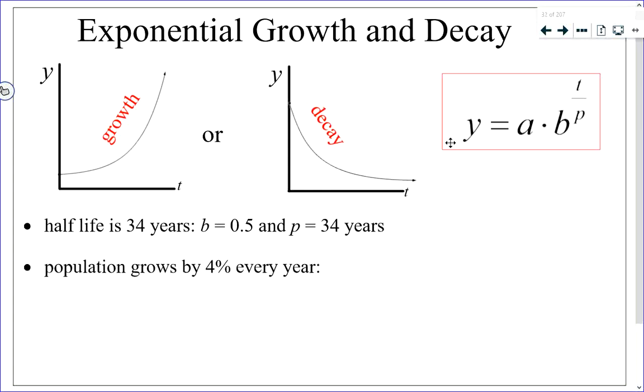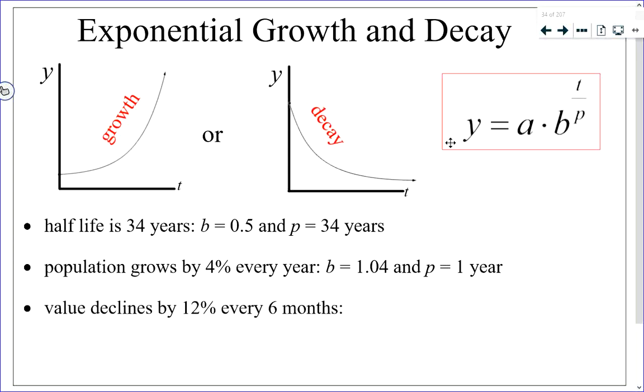Another example, if the population of something, maybe it's bacteria, maybe it's mice, maybe it's population of London, it doesn't matter. If the population grows by 4% every 1 year, growth by 4% means B is 1.04 because 4% is being added to 100% to get 104%, which is 1.04 in decimal form. And P is a year because it happens every year.